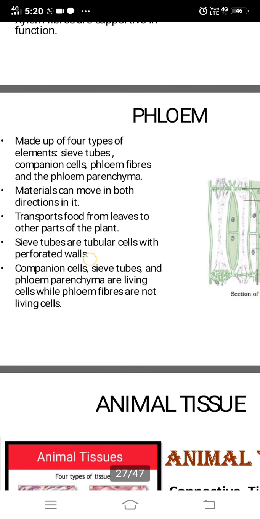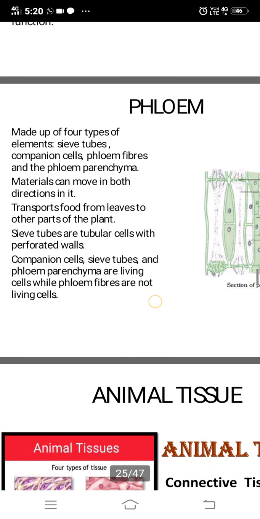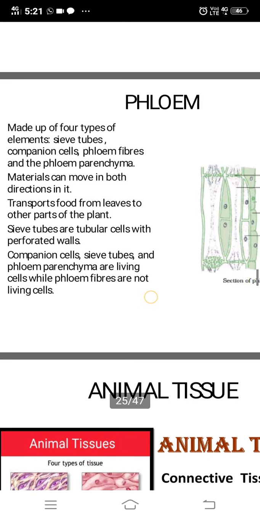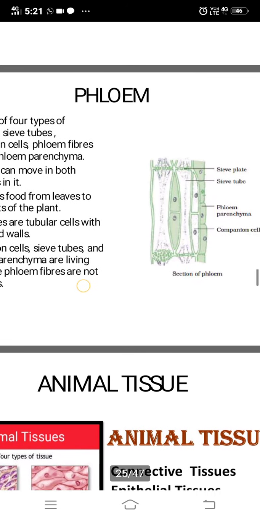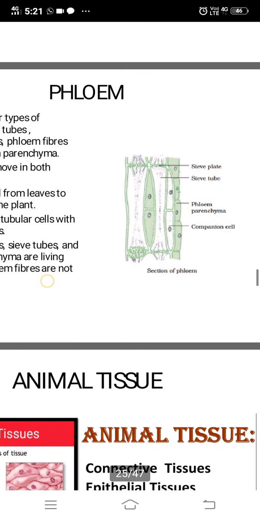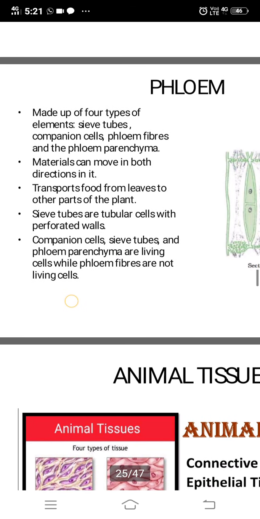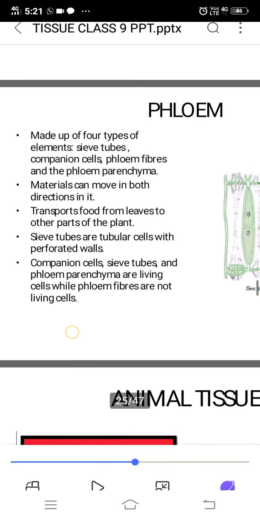Phloem is made up of four types of elements or four types of cells, that are sieve tubes, companion cells, phloem fibers, and the phloem parenchyma. Here materials can move in both directions. You can see here phloem parenchyma, companion cell, sieve plate and sieve tube. Here materials can move in both directions, transporting food from leaves to different parts of the plant.